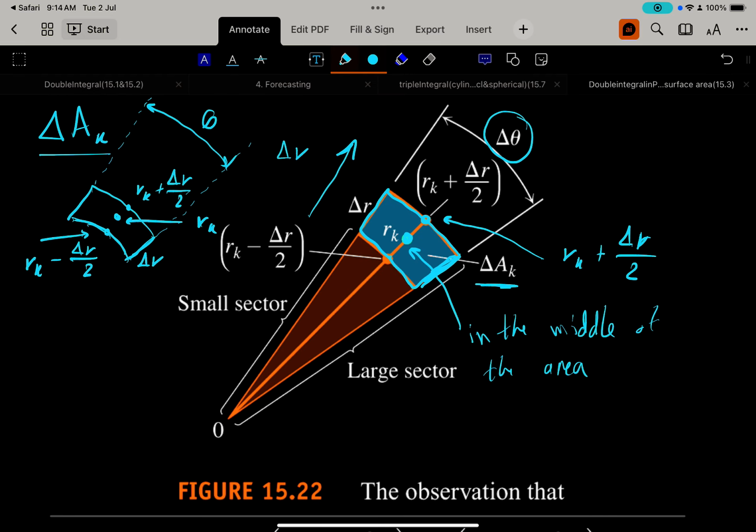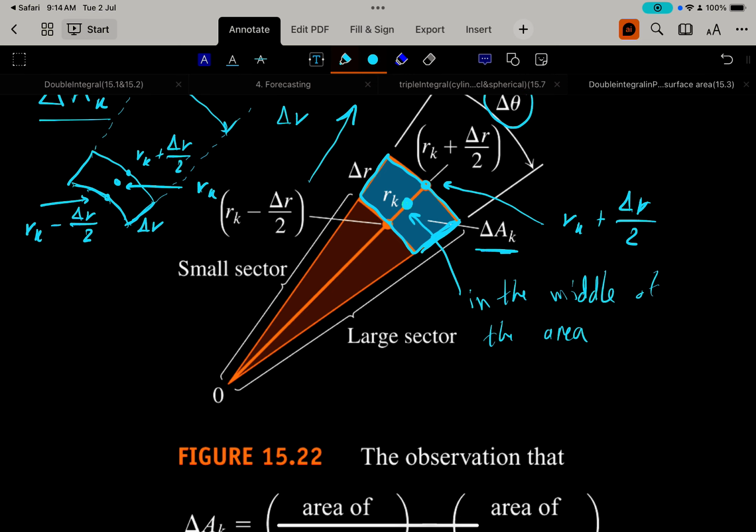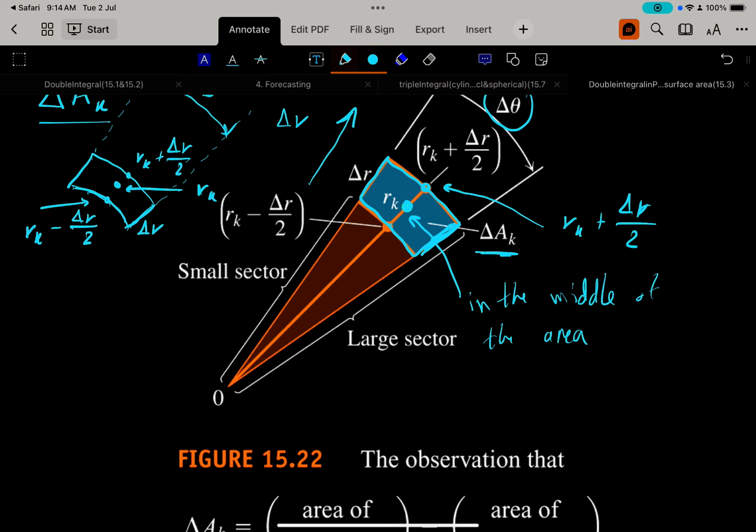Now, if we want to define this area, it is basically an area of a sector. If we have a sector of a circle, the area of any sector is just A equals R theta, where theta is the angle of the sector and R is the length of one of the sides of this area. So we want to find the area of this sector. We'll need R and we'll need theta.